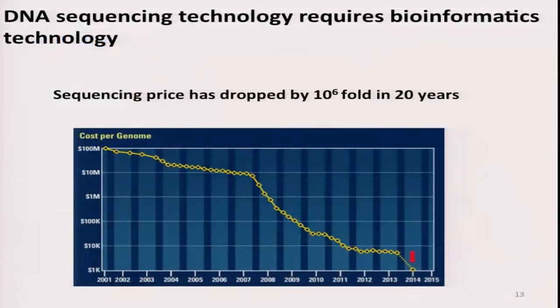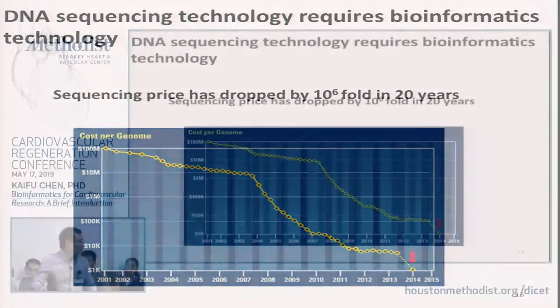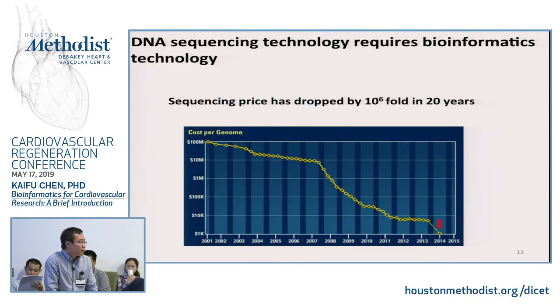So why is bioinformatics getting important? If we go back something like 20 years ago, we spent $3 billion to sequence one genome. But now, do you guys know how much it costs to sequence one whole genome? At least less than $1,000. And some people are thinking it is going towards $100 for one genome. So think about the price having dropped by at least 1 million fold, right?